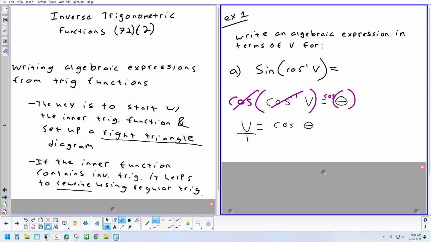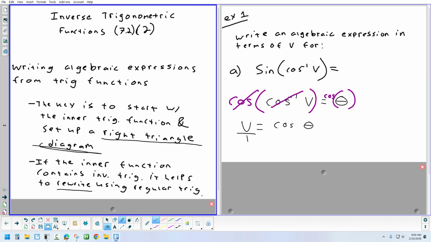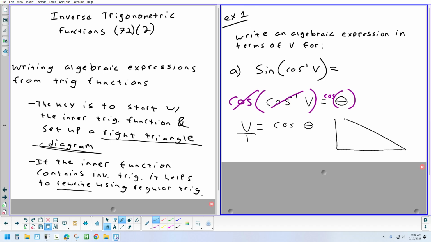Now, I want to set up a right triangle diagram. I'm going to draw a right triangle. You can put theta wherever you want, because theta represents the angle that we're talking about in this problem. You can put it here. What's the only thing that we know about theta right now? We do know one specific thing about it. It's an angle. What else do we know? Something that's written up there. The cosine of it equals v.